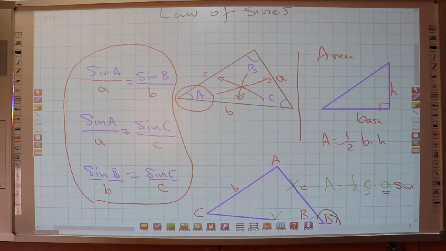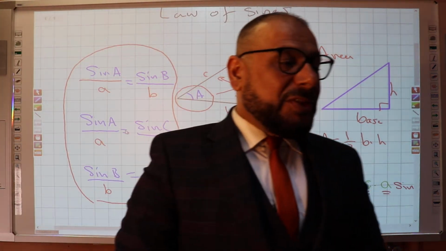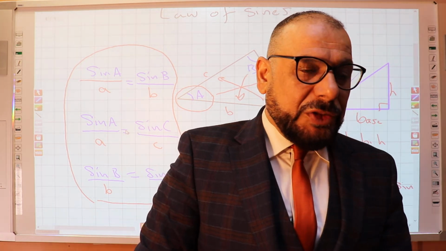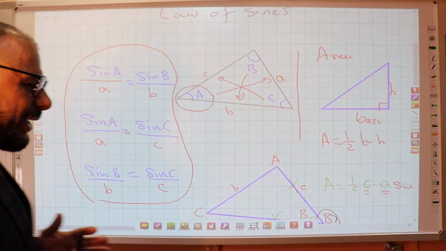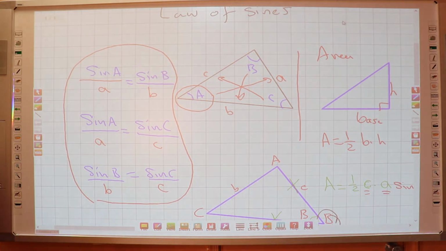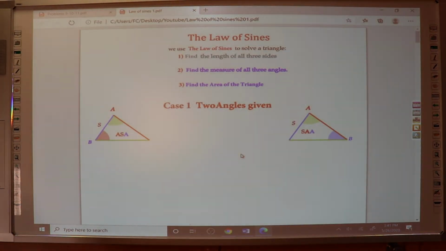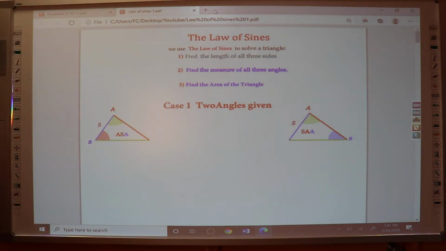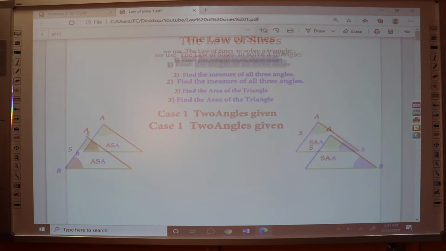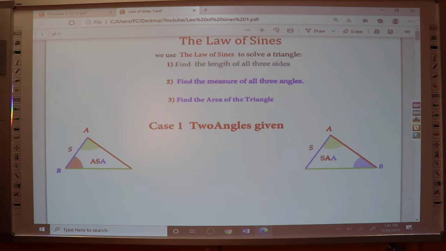Okay, but not all the time are things easy, because we have too many cases for the law of sines. To tell you what I mean, I prepared this for you. You see, I'm taking care of you guys. What you have to know, the law of sines is to solve a triangle. Meaning solve a triangle: find the length of each side, right? Find the measure of all three angles and find the area.